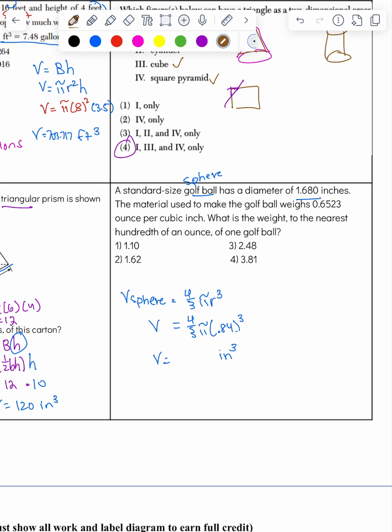The material used to make the golf ball weighs 0.6523 ounce per cubic inch. There's 2 units here. One's a mass unit and one's a volume unit. That means this number is the density. And the volume unit is cubic inches. So it looks like I'm good to go finding my volume in cubic inches. And then what we're actually finding is the mass of one golf ball. So now we can continue finding the volume and plugging into the density formula.